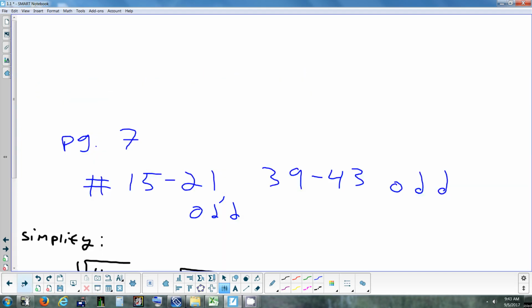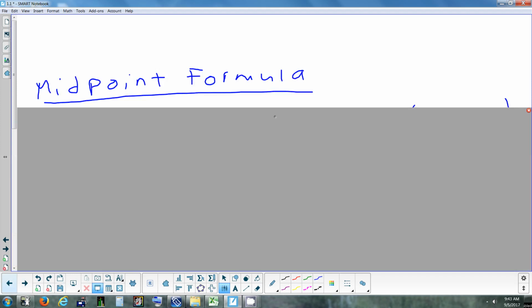So the last thing we're going to look at is a little different formula. It's called the midpoint formula. This formula doesn't really have anything to do with square roots, but it's also in section 1.1, so just for the sake of covering the whole section, and it's a pretty easy formula, we'll do it.